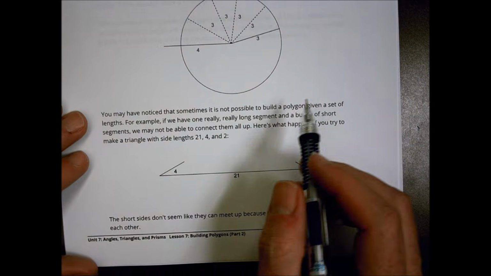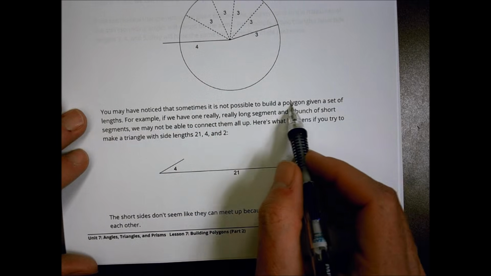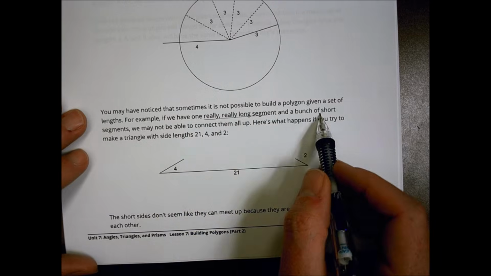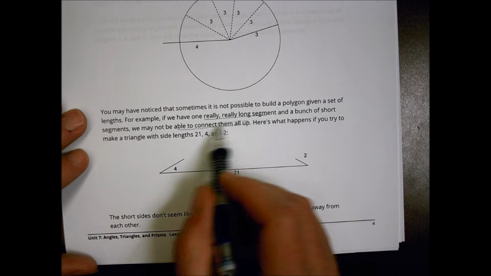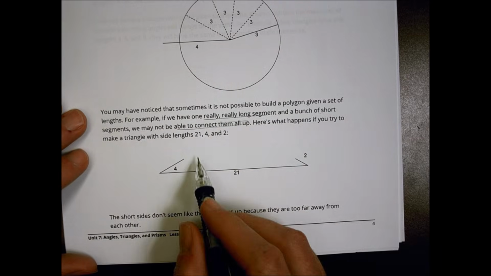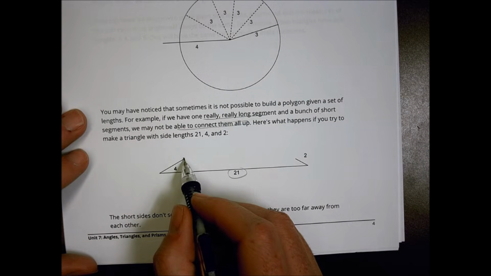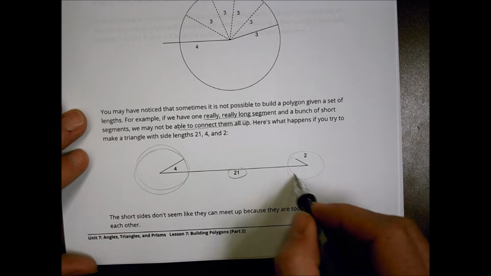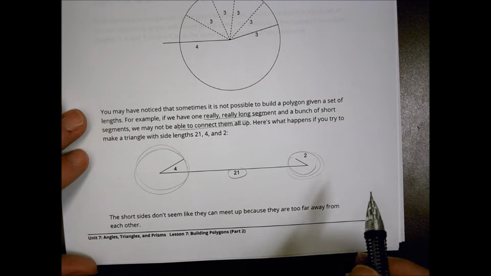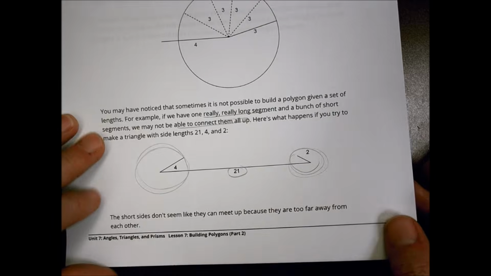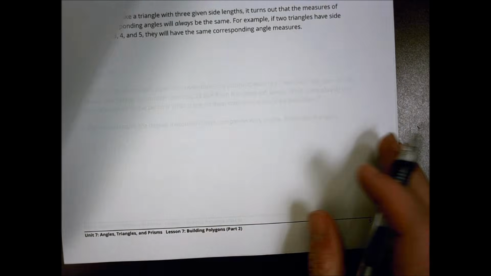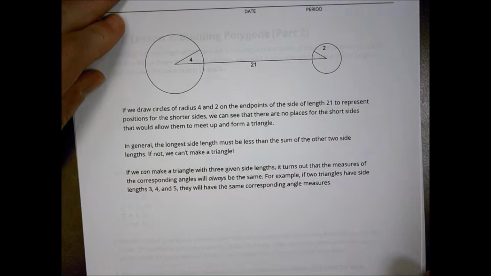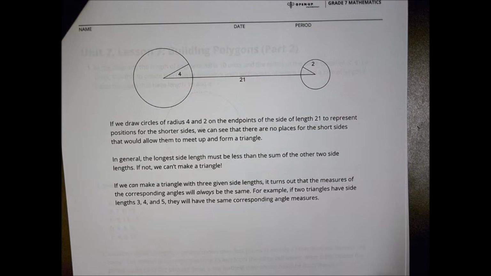You may have noticed that sometimes it's not possible to build a polygon given a set of lengths. For example, if we have one really long segment and a bunch of short ones, we can't connect them all up. Here's what happens if you try to make a triangle with side lengths 21, 4, and 2, right? No matter what I do, that side length won't connect to this one over here. It'll never reach, so we'll never have a triangle there. The short sides don't match up because they're too far away from each other. If you draw that circle, you can see there's no way to make the endpoints ever get together.